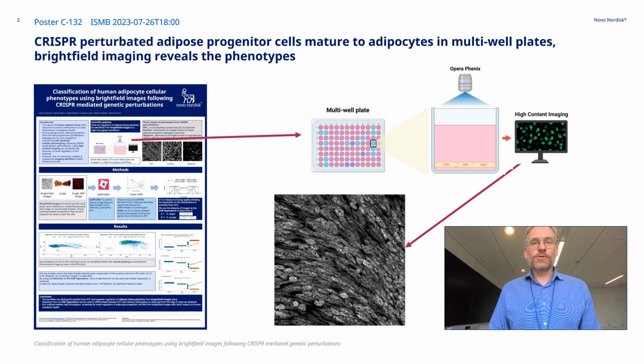In a highly automated workflow, adipose progenitor cells are CRISPR perturbed and differentiated to adipocytes in multi-well plates. The wells are imaged with brightfield imaging, resulting in thousands of images where the cellular phenotypes such as lipid accumulation, cell size, and morphology of the adipocytes can be investigated, and where changes from the CRISPR perturbation can be revealed.